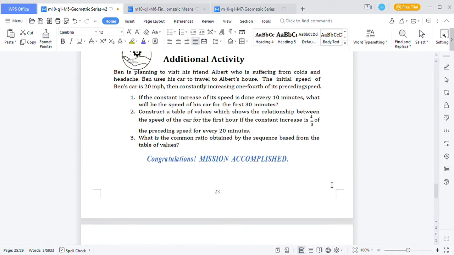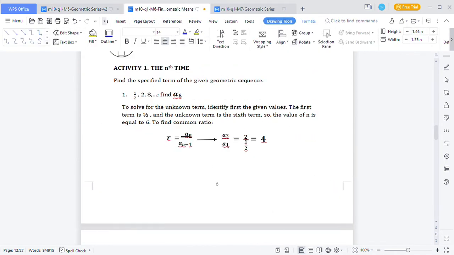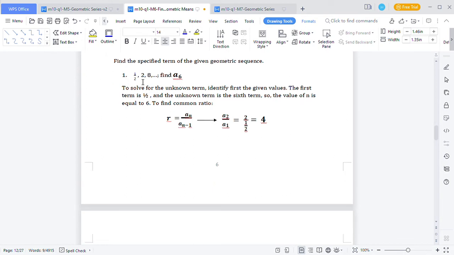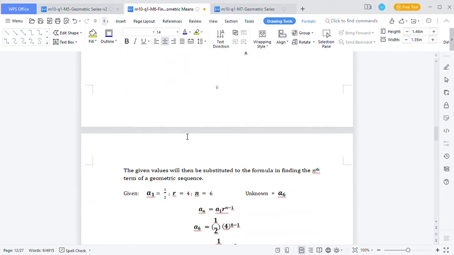Okay, we'll proceed to the next one here. We'll have this second example. Find the specified term of the given geometric sequence. So, you have there 1/2, 2, 8, and you are tasked to find the 6th term. So again, all you have to do is to identify your first term, which is 1/2, and then your common ratio is 4.